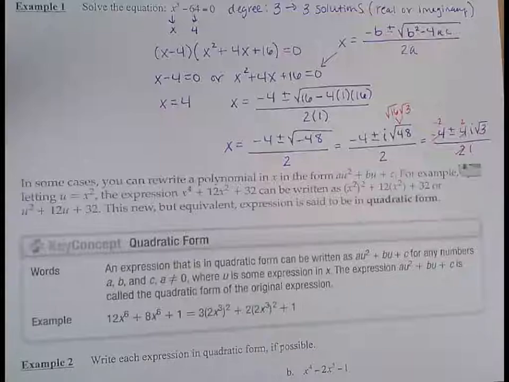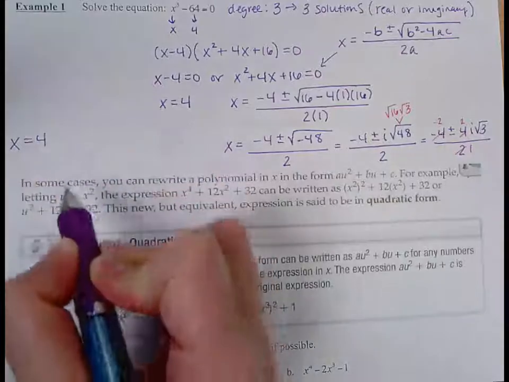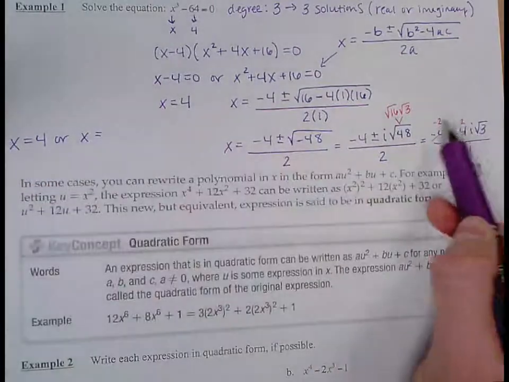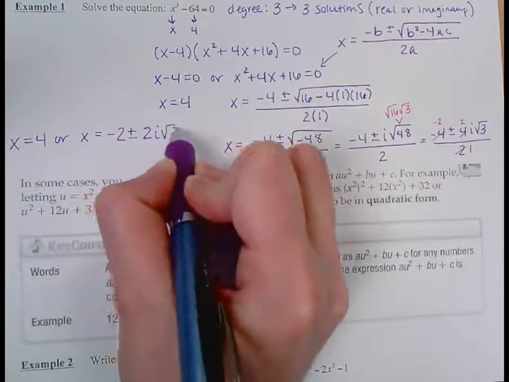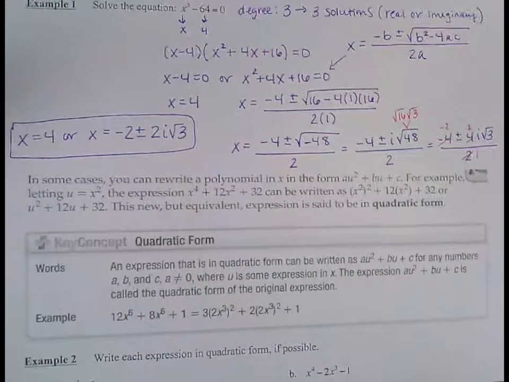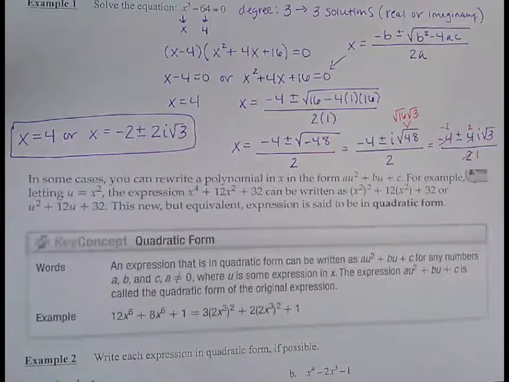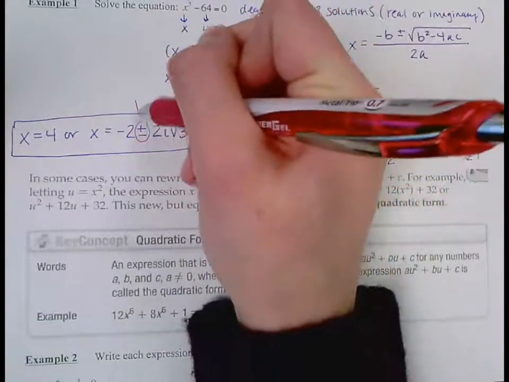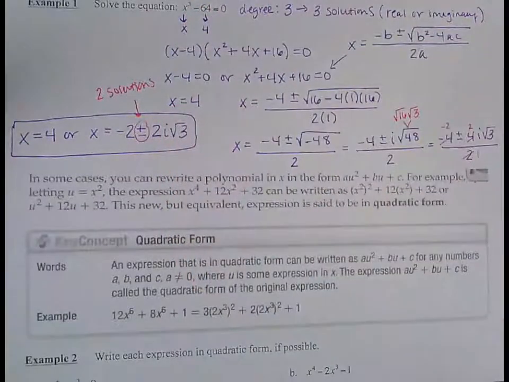So overall, my solutions, I'm going to write them all together. My first one, I had x equals 4 or x equals, the simplified form of this is negative 2 plus or minus 2i square root 3. And do recognize this is 3 solutions here. So 4 is one solution. This represents 2 solutions here because of the plus or minus. So one solution is negative 2 plus 2i root 3. The other is negative 2 minus 2i root 3. So altogether I do have 3.